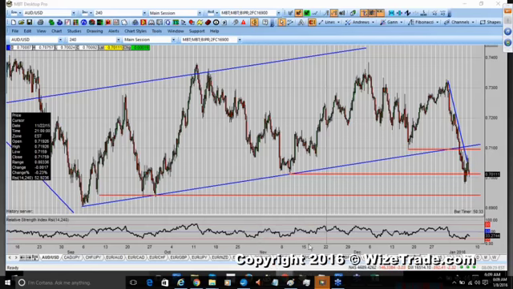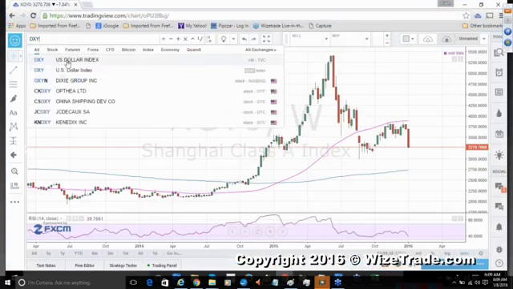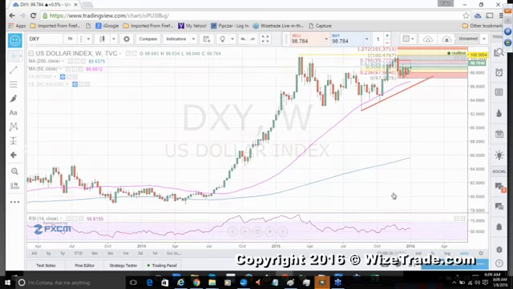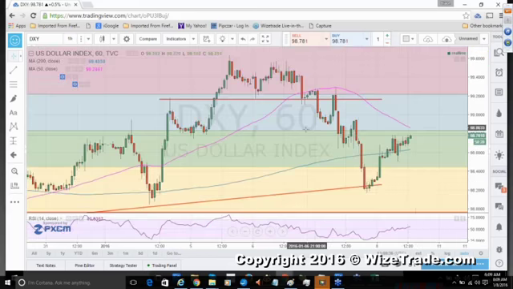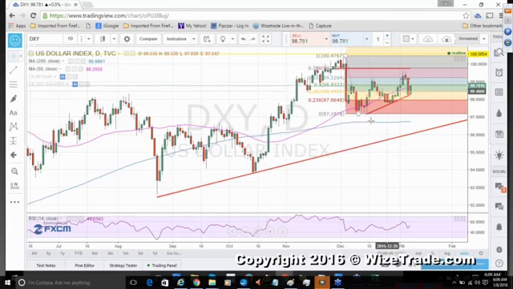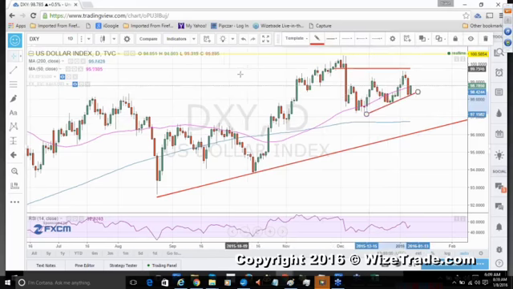Let's go into the dollar index. Okay, so here's the dollar index. Let's go out to the daily chart. Let's remove that line for a second. Okay, and let's remove this fib. All right, so what you can see immediately is that trendline support that held yesterday.